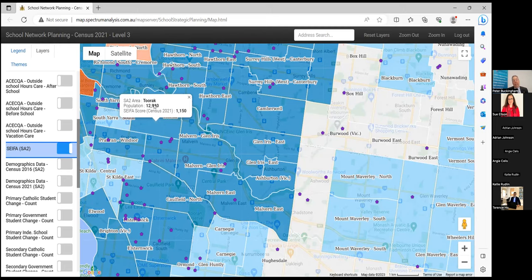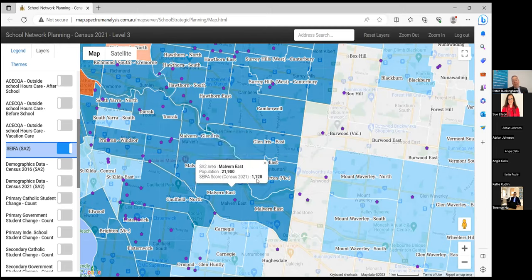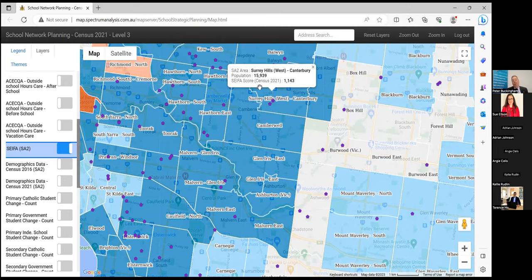So Toorak's at 1,150. If I come down to Malvern, 1,137. Malvern East, 1,128. Now, I do know that these ones here in Camberwell are actually almost up there with Toorak, but there's certain parts, if we went to a smaller area, what's called an SA1, we could actually look at any little group of about 400 people and see the absolute top level. But that gets very clunky, so it's much easier to work at SA2 so we can see across the area.